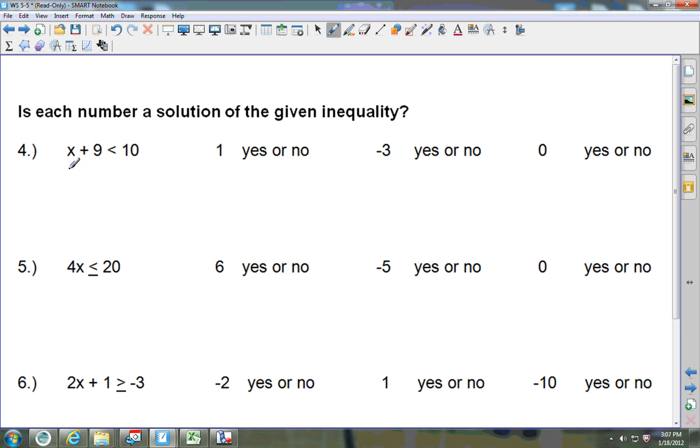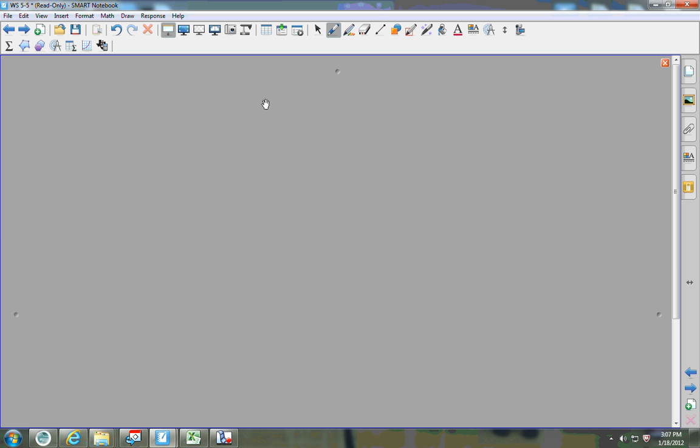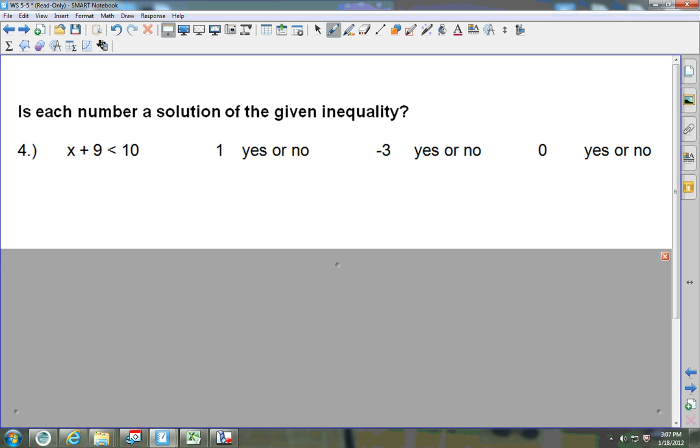All right, here are the next ones. Now we have a little bit more to do in there, but that's okay. Let's pause this video and do this first problem right here, and come back and see how you did. The first one would be to take 1 and put it in here, so I would have 1 plus 9 is less than 10. 1 plus 9 is 10. Is 10 less than 10? No, because 10 equals 10, so the answer would be no.